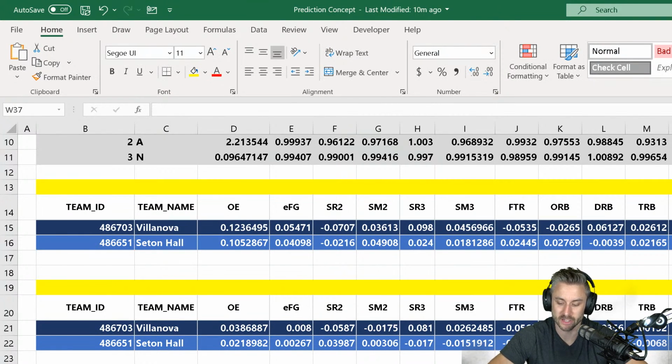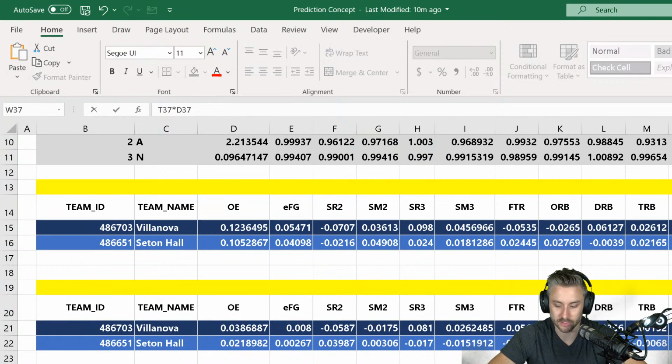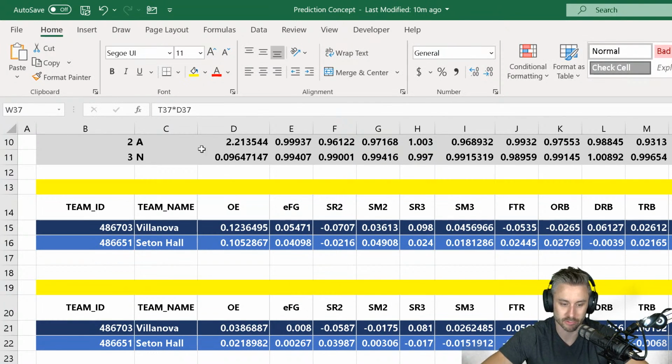So Villanova would be expected to score about 67.98 points, and Seton Hall would be T37 times D37. Whoops, I forgot the equal sign. 72.4. So a spread of about 4.5. I forgot what the spread for this game was, but obviously Villanova beat it because they won outright.